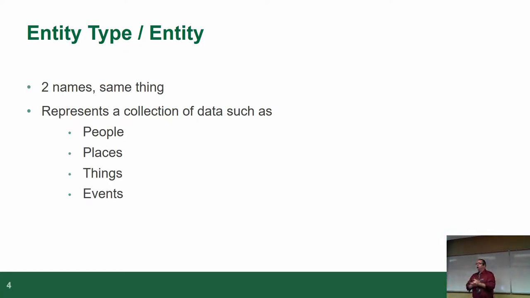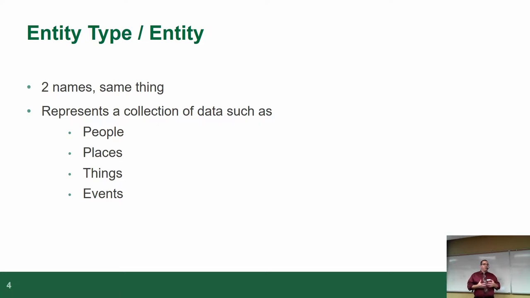The first piece of terminology is known as an entity type or an entity for short. They both mean the same thing. An entity is an object that represents a thing. Any number of things. This could be a person, people, places, events, and other things. Essentially, an entity is anything that you can collect data about, where there's more than one of them.